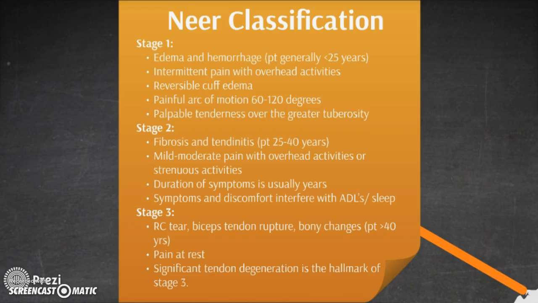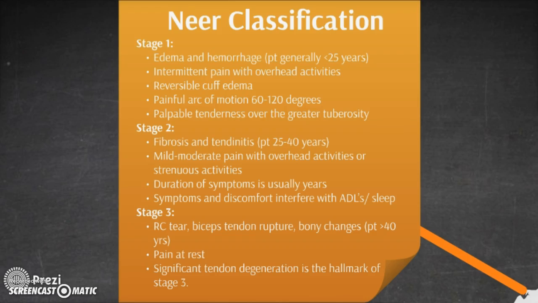Stage 1 can be characterized as edema and hemorrhage, and usually a younger patient demographic. And in this stage, you can first observe the painful arc of motion between 60 and 120 degrees of scaption. Stage 2, you have more of a fibrosis and tendinitis, and a mild to moderate pain with overhead activities. This pain can often interfere with individuals' ADLs, sleep, and overall quality of life.